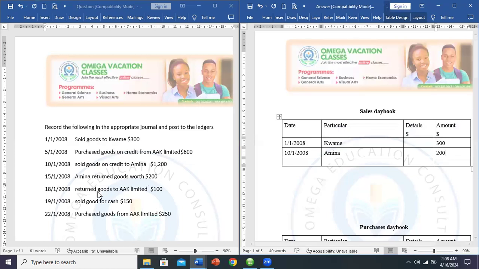The next one is return goods to AAK. Or have I skipped? Yes, sorry, 15th January. Amina returned goods worth 200. So Amina is somebody we sold goods to and she has returned. So that's returned inwards. Yeah, Richmond, go ahead with your question.